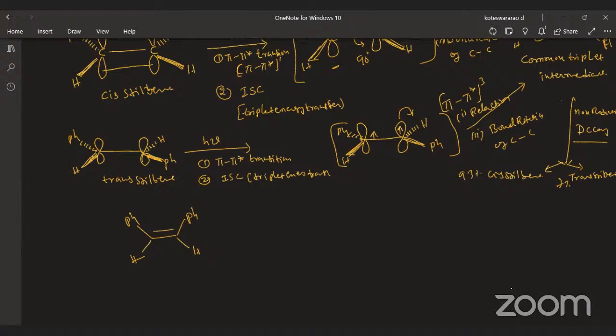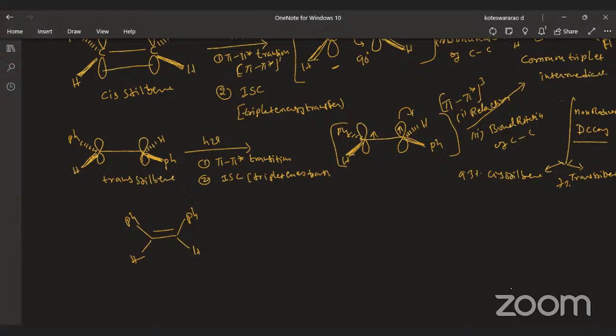I've already given 180 to 210 nanometers, and the trans stilbene may be at 220. That leads to the formation of the same isomer. But here, when the cis stilbene is irradiated at 330 nanometers, it gives the photostationary state containing 93% cis stilbene and 7% trans stilbene. That means the same kind of product will be generated.